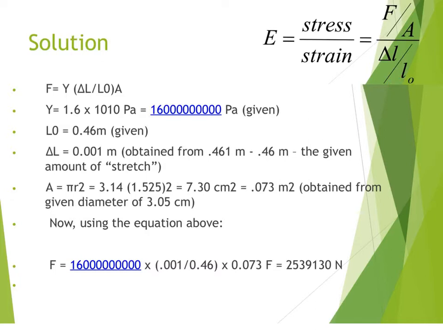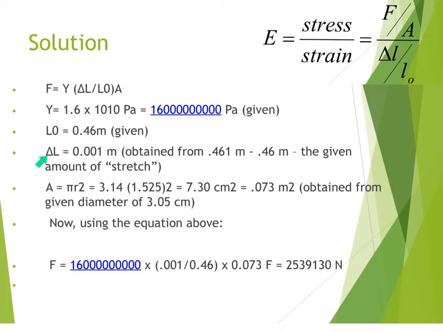Now as we go through this problem, what we know is that F is our unknown, and so we're going to rework this equation and use it in this form to solve for F. Our problem stated Young's modulus as being 1.6 times 10 to the 10th pascals. We were given our original length as being 0.46 meters.